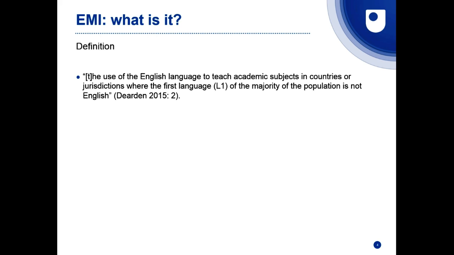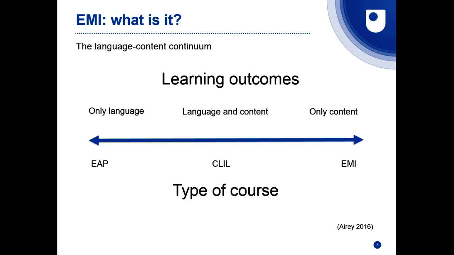In a further attempt to narrow down what we mean by EMI, which is really not that easy, as I'm trying to argue, you can think of EMI on a language content continuum, such as this one, which I borrowed from John Airy, who does research into EMI. Below the arrow here, you've got the type of course. You've got EAP, CLIL, which stands for Content and Language Integrated Learning, and EMI, English as a Medium of Instruction. And the learning outcomes of each of these types of courses differ. So in EAP, it's only language, and I realize this is probably a bit crude, because there is tension in EAP, of course, between English for general academic purposes and English for specific academic purposes, but it might help to just schematize it sort of simplistically here, and then we can problematize it later.